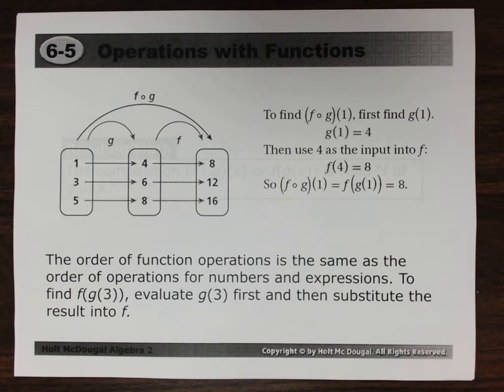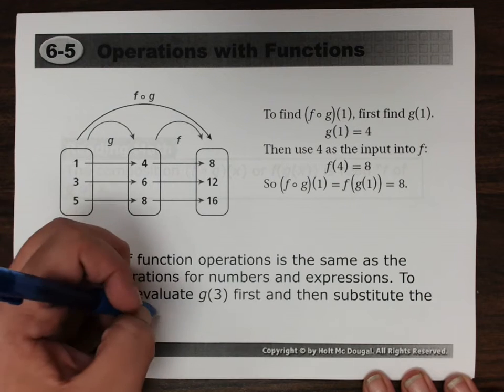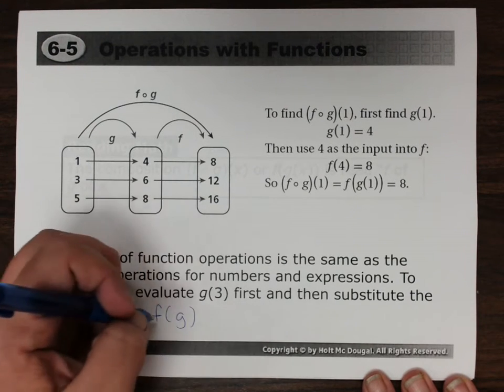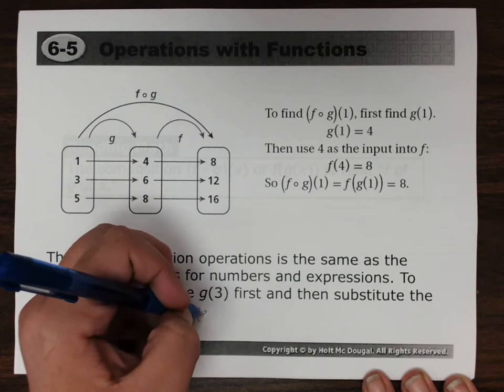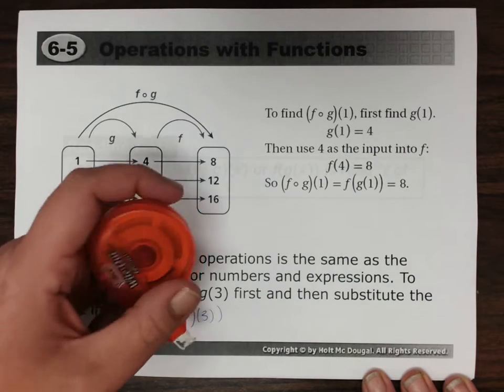The order of operations is the same as the order of operations for numbers and expressions. So to find f of g of 3, let's go ahead and try this one. Let's see if we can evaluate f of g of 3. Oh, excuse me, I do have one extra parentheses in here. Let me remove that.